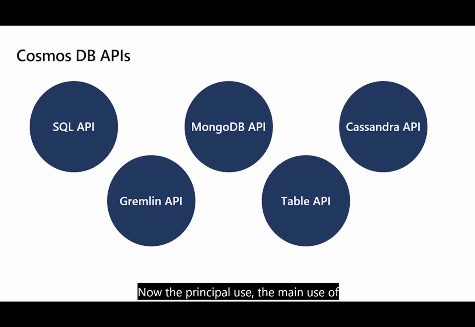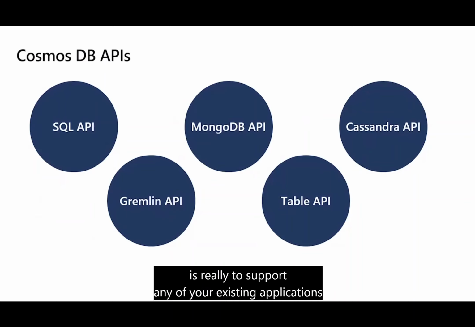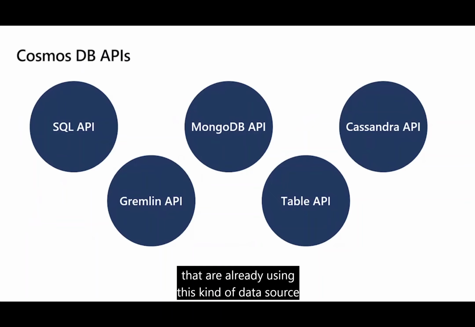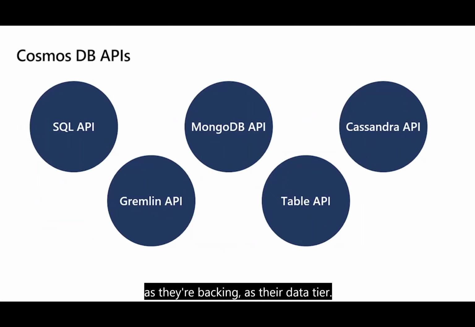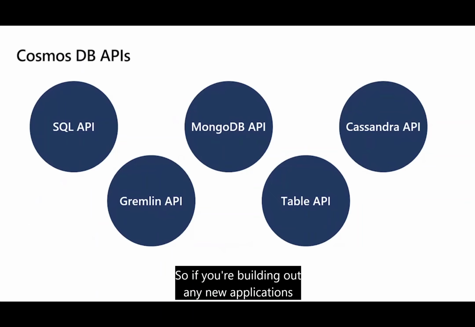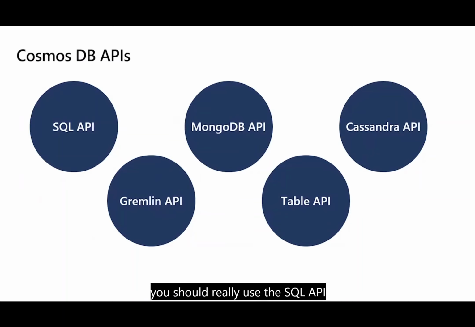Now, the main use of the Table, MongoDB, and Cassandra APIs is really to support any of your existing applications that are already using these kinds of data stores as their backend, as their data tier. So if you're building out any new applications and databases, you should really use the SQL API or the Gremlin API.